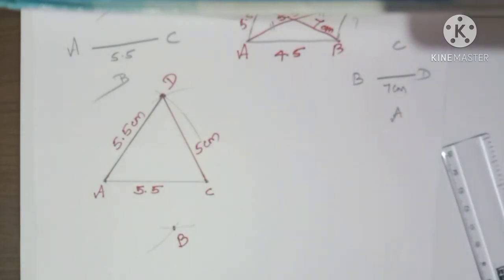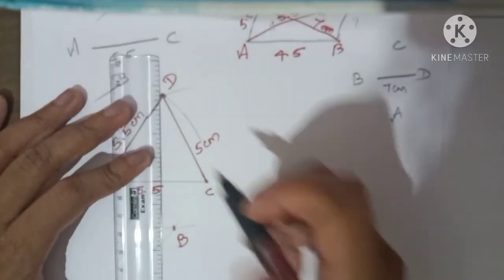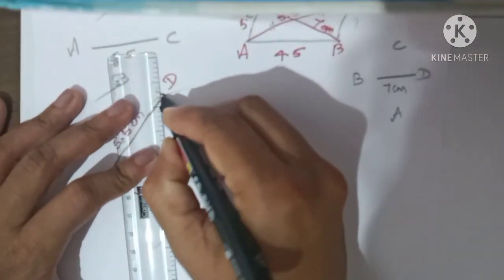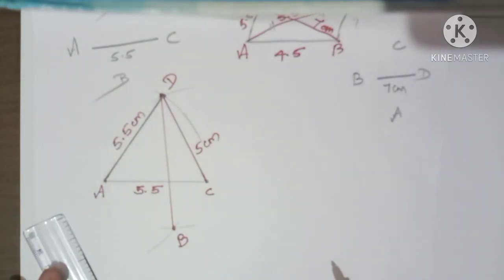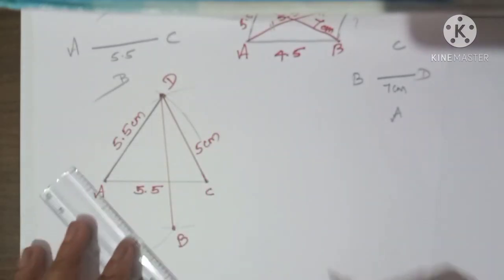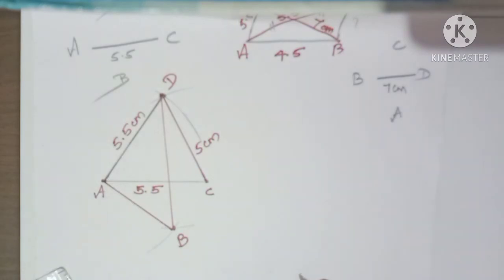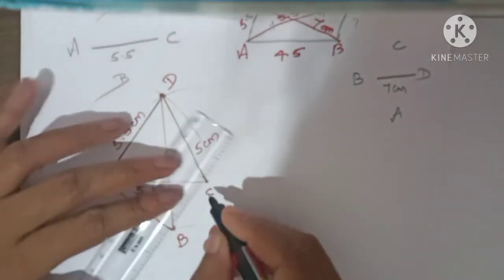Next thing what you are going to do, you are going to join D and B. Join DB. Next, you are going to join AB. Then what is the leftover? BC.